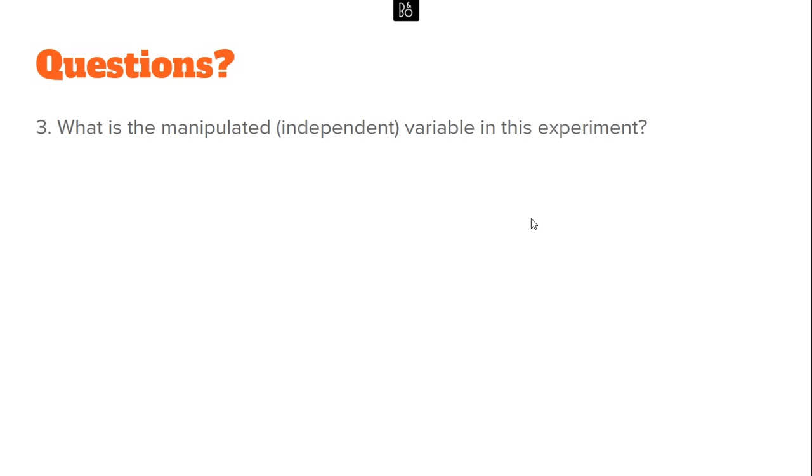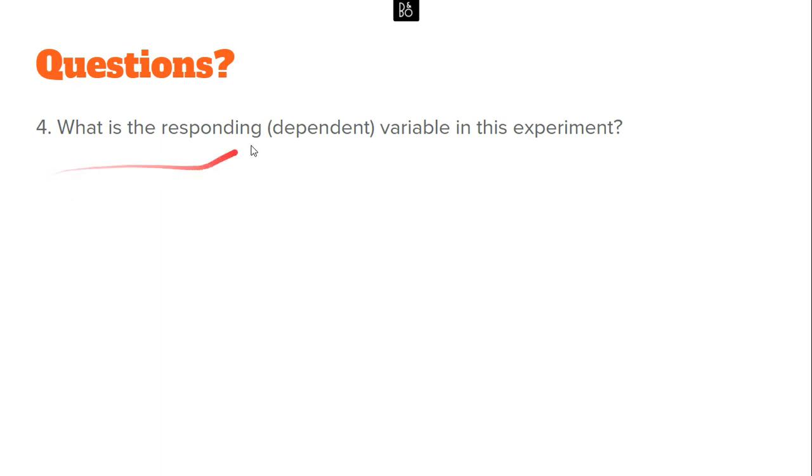Question number 3, what is the manipulated or independent variable in this experiment? If you'd like, go ahead and pause this video and think for yourself. What is it that I'm manipulating? What are you changing in this experiment? Or what is the scientist changing in this experiment? Pause this video and see if you can answer that. The answer is the amount of oxygen in the jar. If you need to write this answer or change your answer, pause your video and do that now. Copy what's in blue, the amount of oxygen in the jar. That is our independent variable for this experiment.